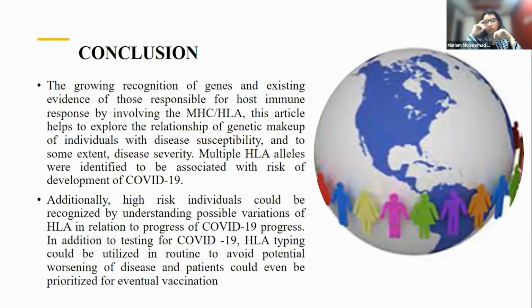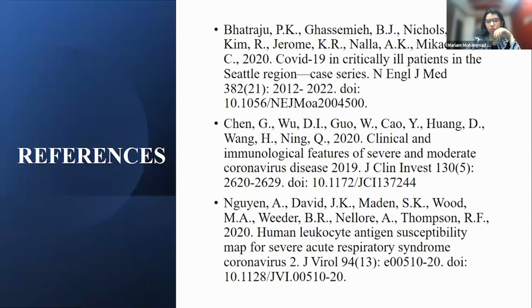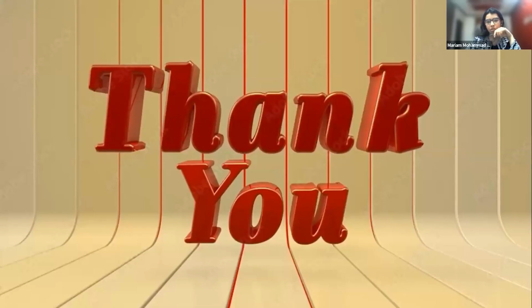However, further research is still needed, and in silico studies are still needed to conclude the exact cause. Individuals at high risk could be recognized by understanding possible variations of HLA in relation to the progress of COVID-19. In addition to testing for COVID-19, HLA typing could be utilized routinely to avoid potential worsening of disease, and patients could even be prioritized for eventual vaccination. So this was a short study about COVID-19 in relationship to HLA alleles. If you have any questions, you may ask.